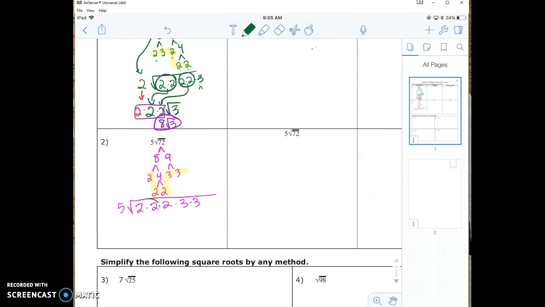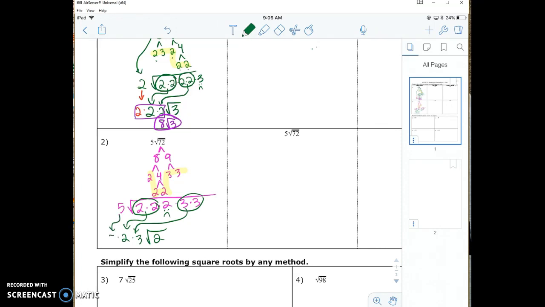I'm looking for my pairs. I have a pair of 2's. They get married, become 1, and leave the house. And I have a pair of 3's. They get married, become 1, and leave the house. This third 2 is sad. He's got to stay home. He stays inside my radical.